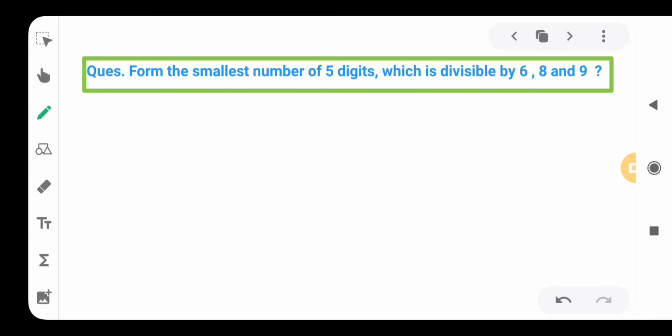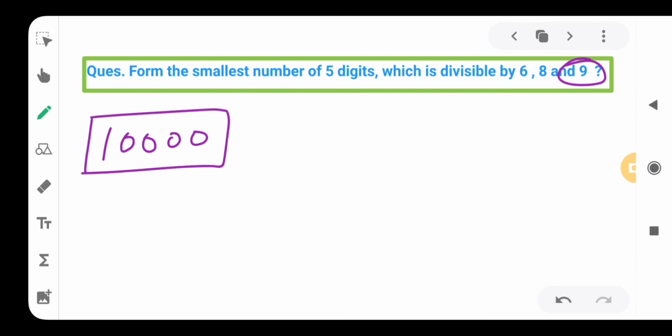Let's take the next question. Here we have to find the smallest 5 digit number which is divisible by 6, 8 and 9. As we did in the earlier question, I am going to take the largest value, that is 9. And the smallest 5 digit number is 10000. For that, I am going to check the divisibility test by 9.